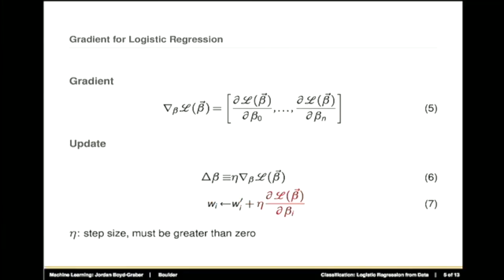This eta value is called the step size, and so this must be greater than 0. If it were 0, your betas would never change. But choosing a value for this is important.